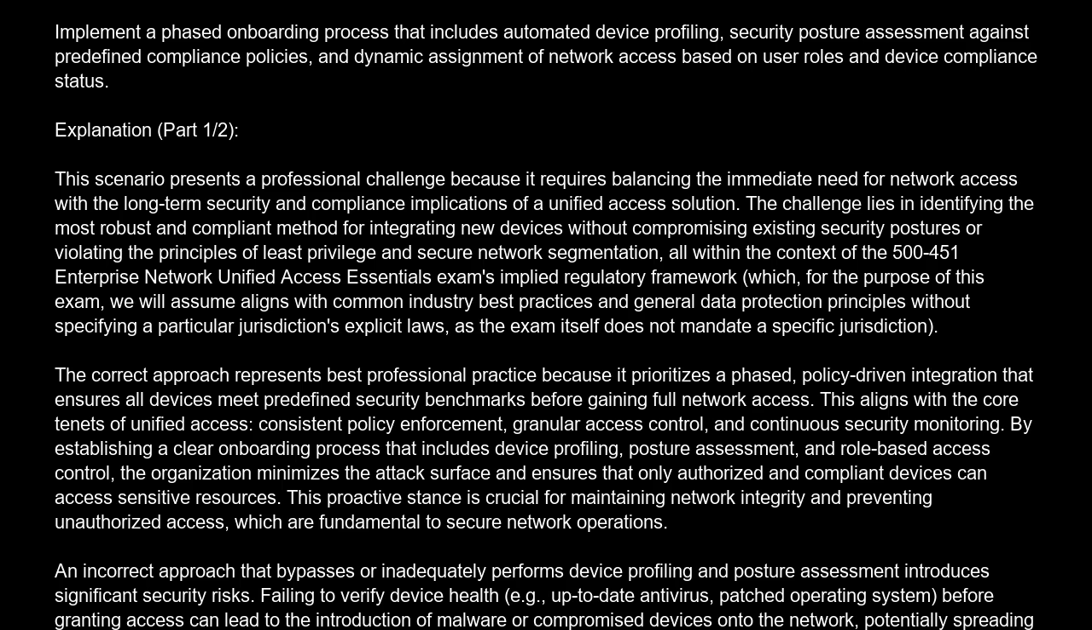This aligns with the core tenets of unified access: consistent policy enforcement, granular access control, and continuous security monitoring. By establishing a clear onboarding process that includes device profiling, posture assessment, and role-based access control, the organization minimizes the attack surface and ensures that only authorized and compliant devices can access sensitive resources. This proactive stance is crucial for maintaining network integrity and preventing unauthorized access, which are fundamental to secure network operations.